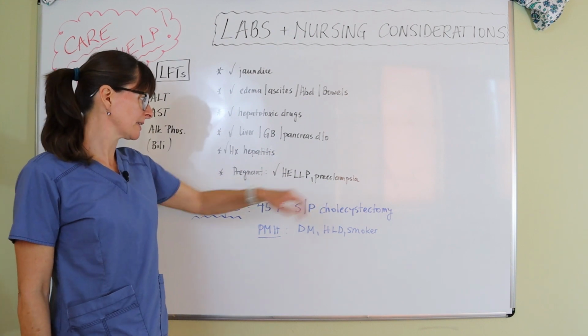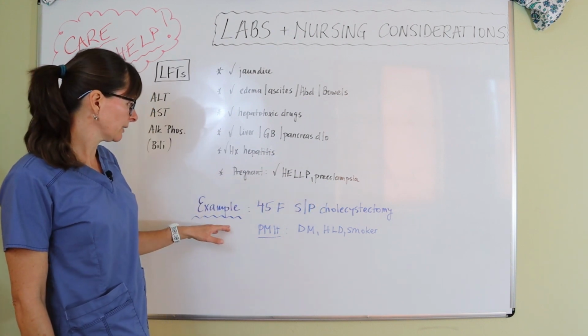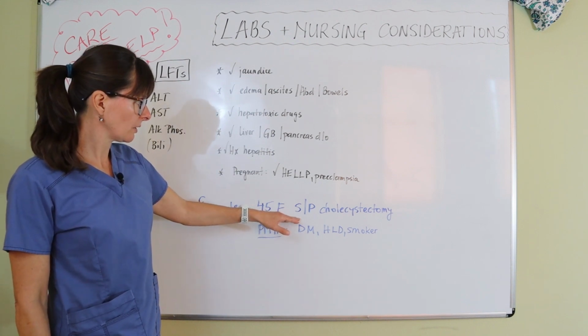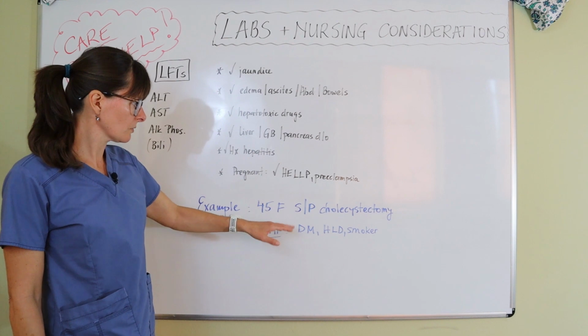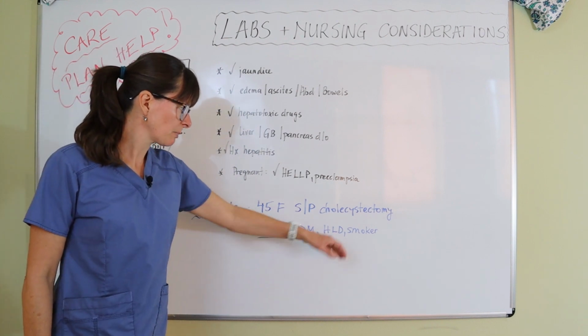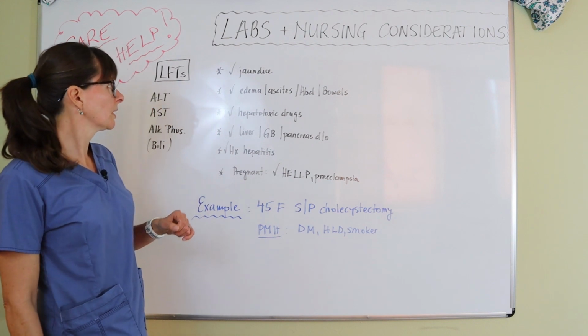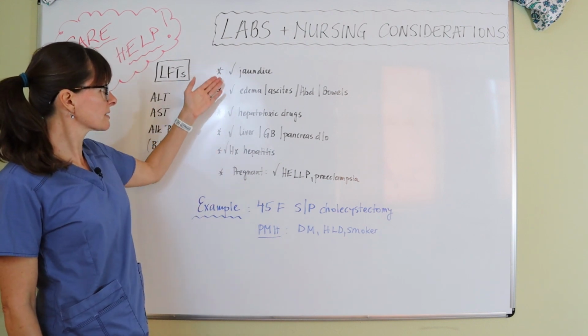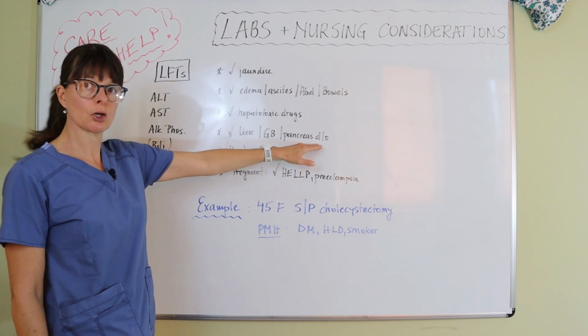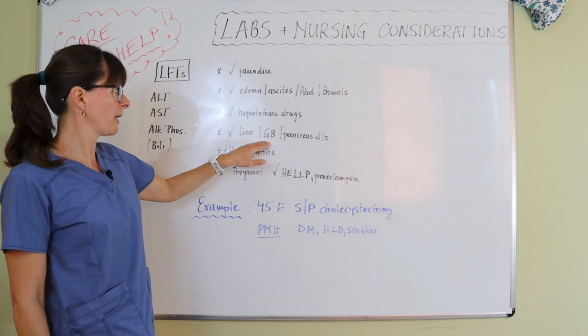Now, in the example that we've been using here, this 45-year-old female has had a gallbladder removal, a cholecystectomy, and her past medical history includes diabetes, hyperlipidemia, and she's a smoker. So in this case, we want to certainly assess for all these things because she doesn't really have a chronic disorder, but she did have her gallbladder removed.